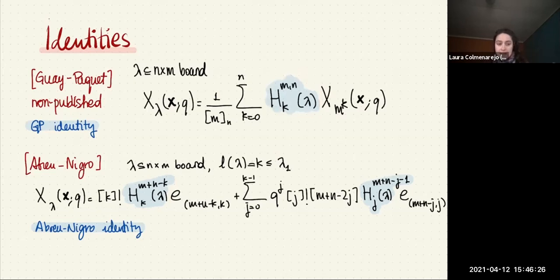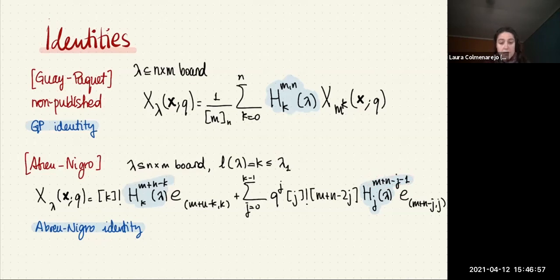When we were working on this, Abreu-Nigro published another paper that was also using q-hit numbers. In this case, they were using q-hit numbers for a rectangular, for a square shape. So although my partition is inside this board, I'm looking at these q-hit numbers in a way larger board. So I'm looking at an m plus n minus k board, or in this case, minus j minus 1.